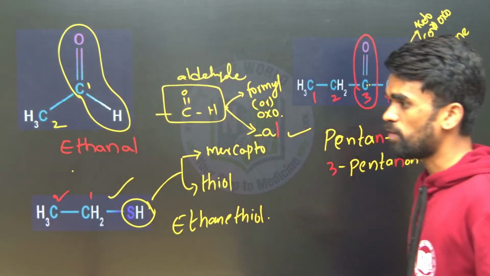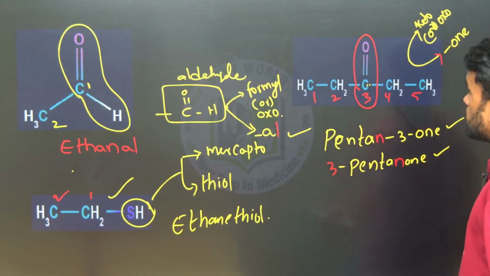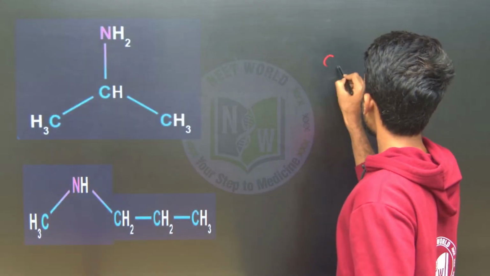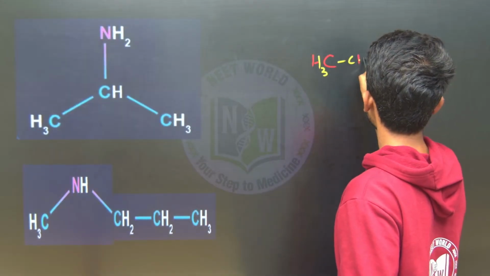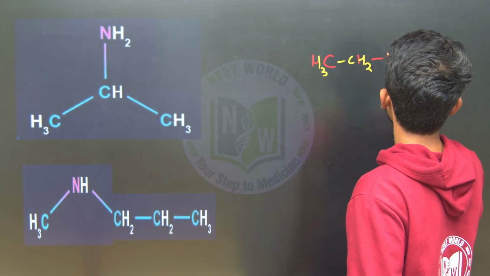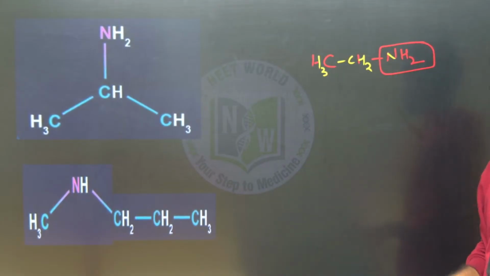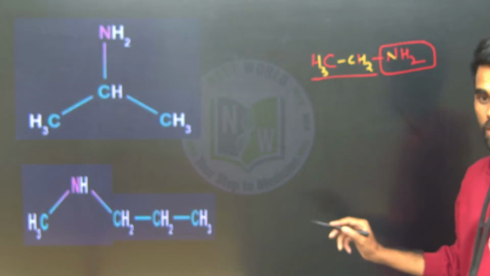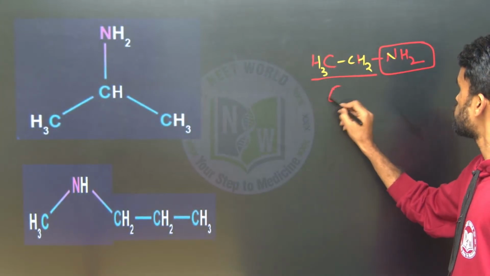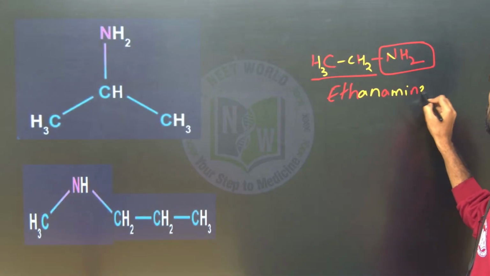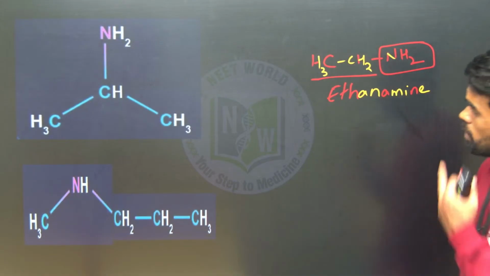Right. Let's move forward. Look at these compounds. See, if I have CH3, CH2, NH2. Now what is our functional group? NH2 is a functional group attached to 2 carbons. 2 carbons means ethane. So you can call it ethanamine. Okay, what about this one now?